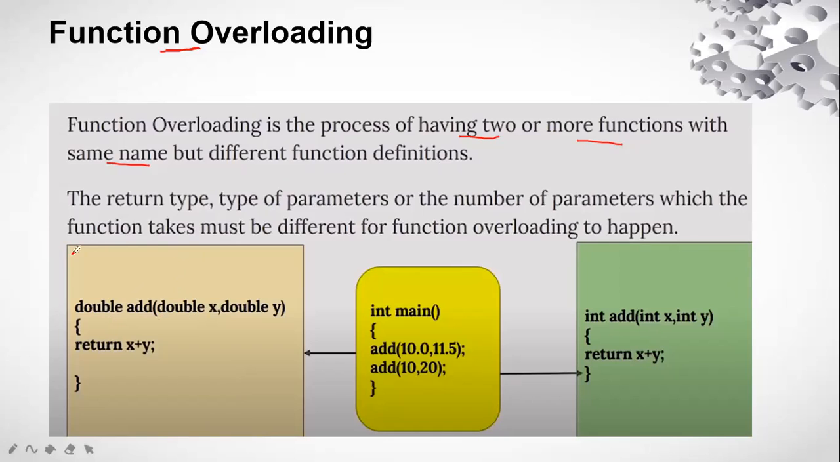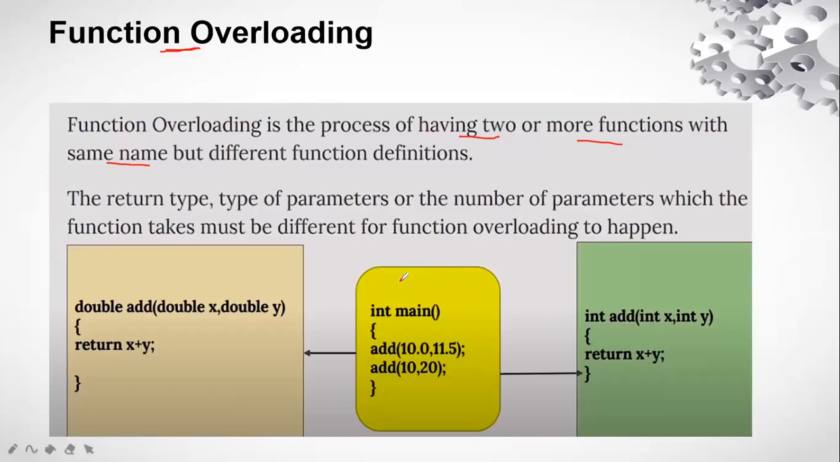So how does it work? The return type, the parameters, or the number of parameters which the function takes must be different for function overloading to happen. See, when we are writing a small code, we remember that we have defined a function with the same name, so we can change the name. But when we are writing thousands and tens of thousands of lines of code, we do not remember that we have defined a function with the same name.